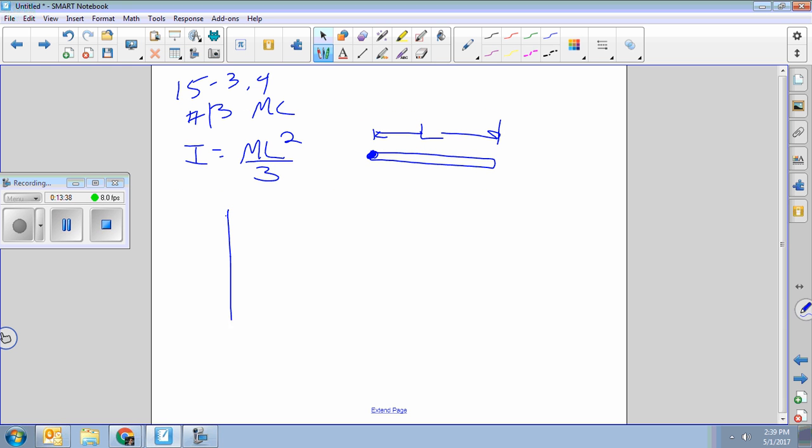Such a rod is hung vertically from one end and set into a small amplitude oscillation. If L is 1 meter, this rod will have the same period as a simple pendulum of length, blah, blah, blah.